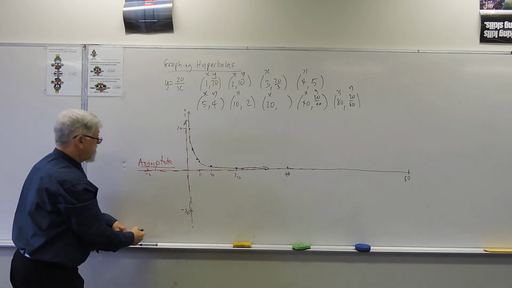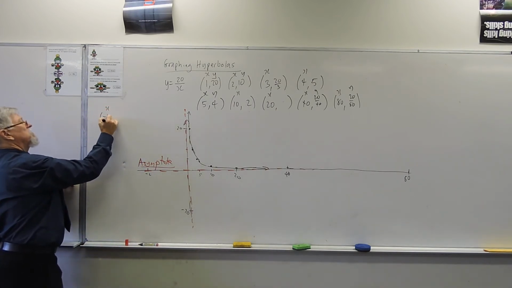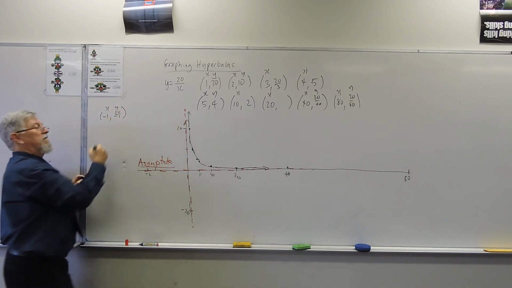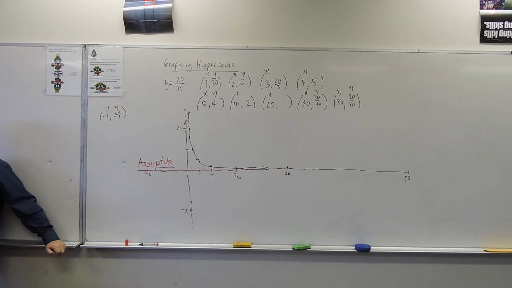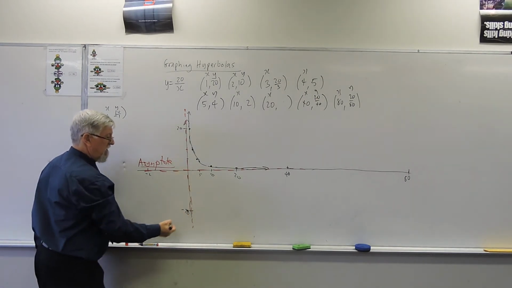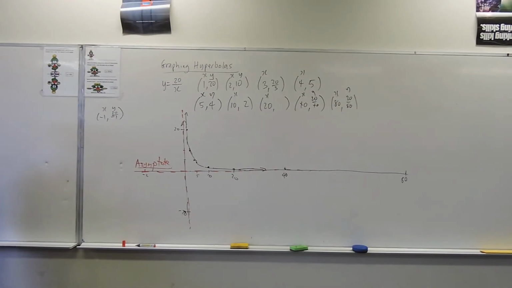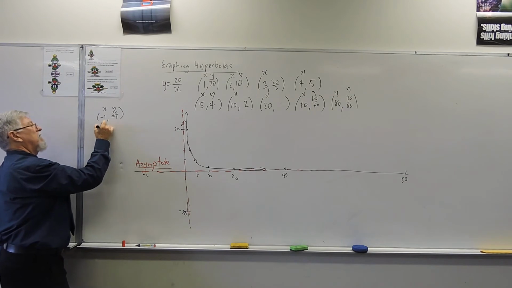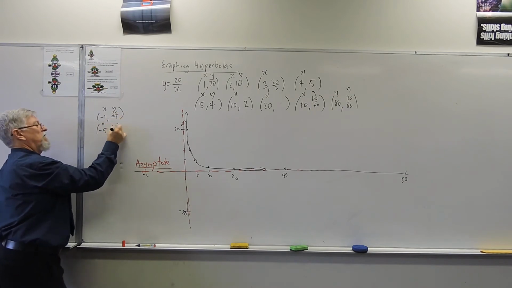So let's go to the other side. If I go x is minus 1, what's y become? 20 on minus 1. How many times minus 1 go on 20? Minus 20. So that's down there. At that point in time, do you get the message? Probably put in minus 5, and I go 20 on minus 5. What's 20 on minus 5?